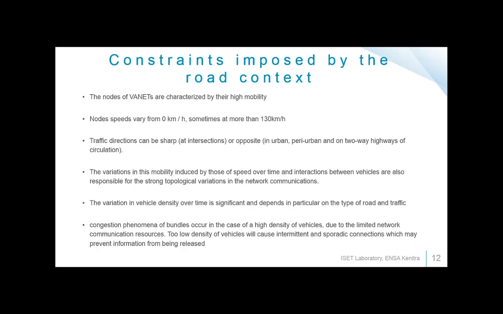The variation in vehicle density over time is significant and depends in particular on the type of route and traffic. Congestion phenomena occur in the case of high density of vehicles due to limited network communication capacity. Too low a density of vehicles will cause intermittent and sporadic connections, which may prevent information from being released.